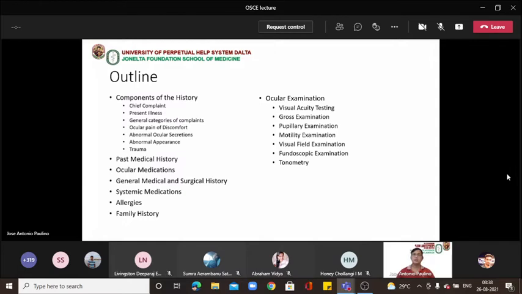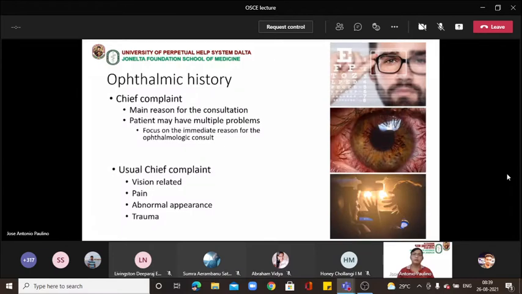So this is the outline of the presentation. It might look long here, however, it's not that long when we discuss it. It will be comprised of the ophthalmic history and the physical examination. We start with the ophthalmic history, which starts with us asking the chief complaint of our patient.